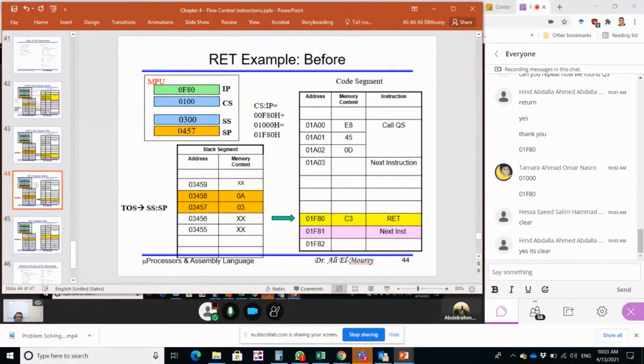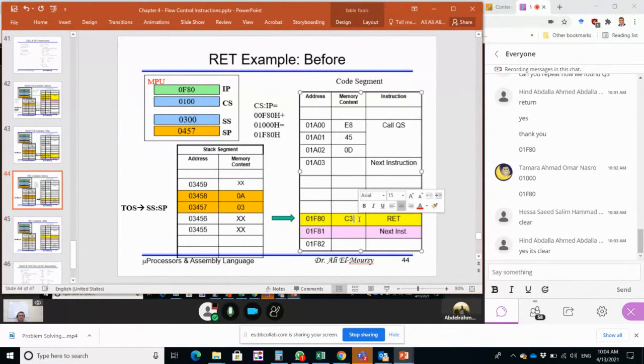So here is where I am. The status of the microprocessor here indicates that I am in that instruction. What is this instruction? It is a return. How many bytes is the instruction? It is only 1 byte. The opcode for the return is C3. When the microprocessor finds a return, what does it do? 2 operations.